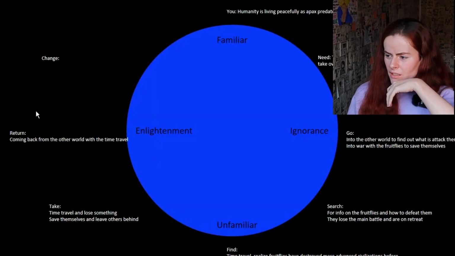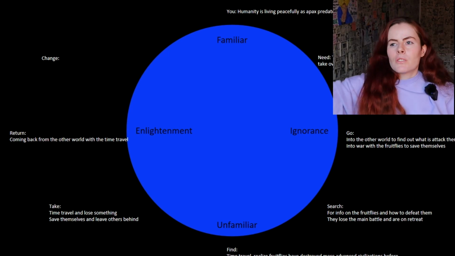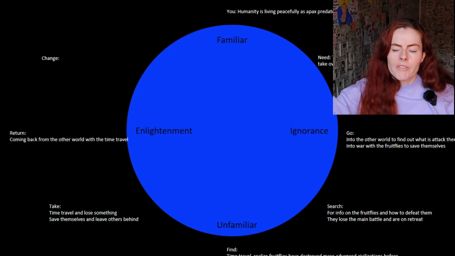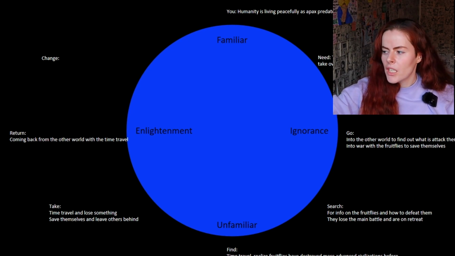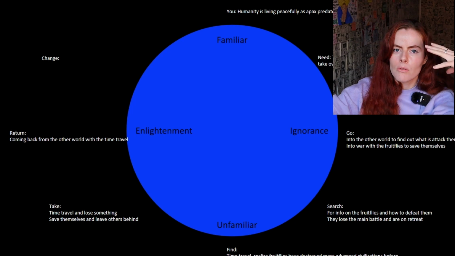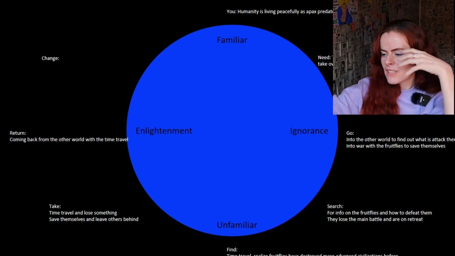So return is about, before it was, so status quo, familiar was, we're living in our world, everything is fine. And then they were thrust into this other thing, right? And then they're coming back to the familiar. So it's obvious in one storyline they're coming back into their own world. But what happens to the others? They have to get a new sense of familiarity, right?